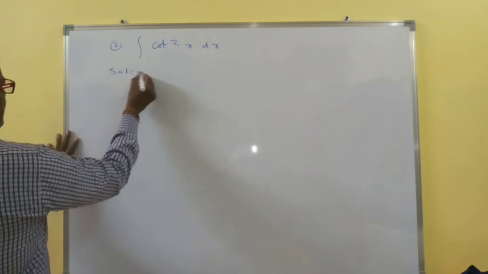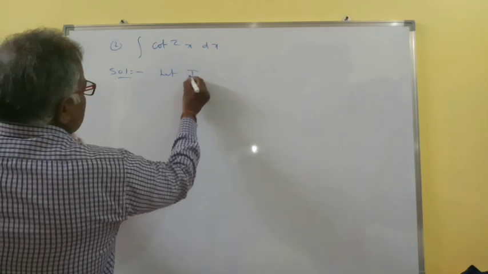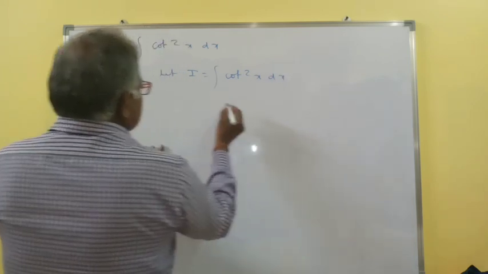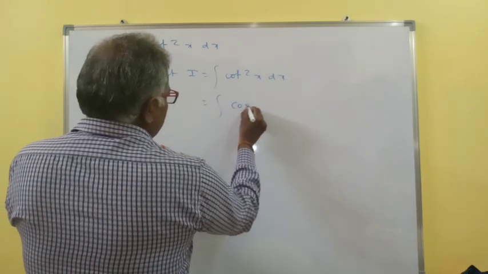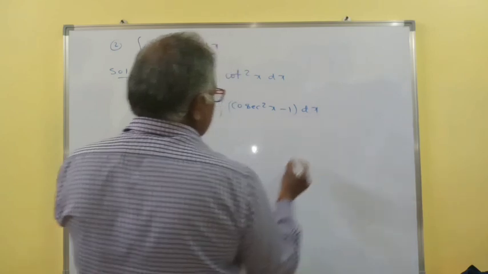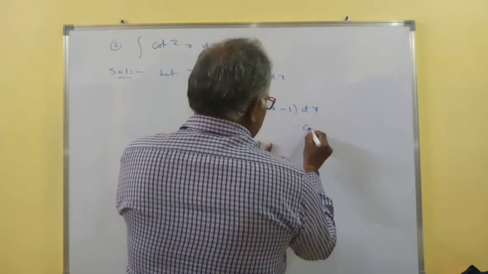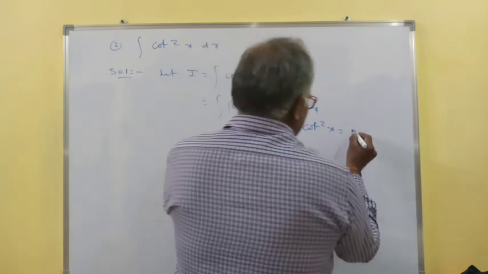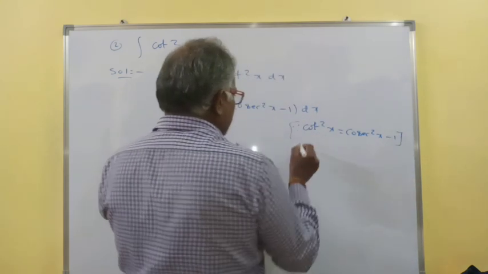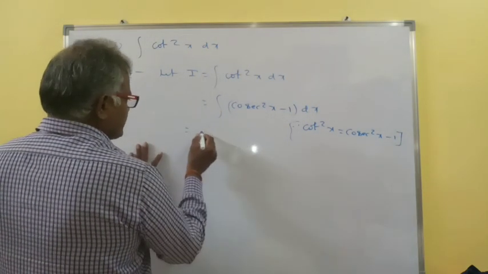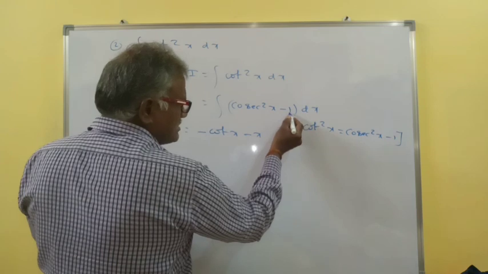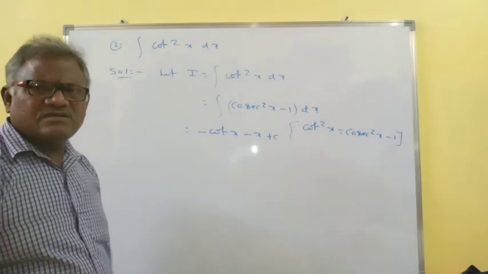So, solution. Let I is equal to integral of cot square x dx. So cot square x formula is cosecant square x minus 1 dx. Okay. So since cot square x is equal to cosecant square x minus 1. Okay. So integral of cosecant square x is minus cot x. Okay. Minus 1, integral of 1 is x. So this is the answer for this one.